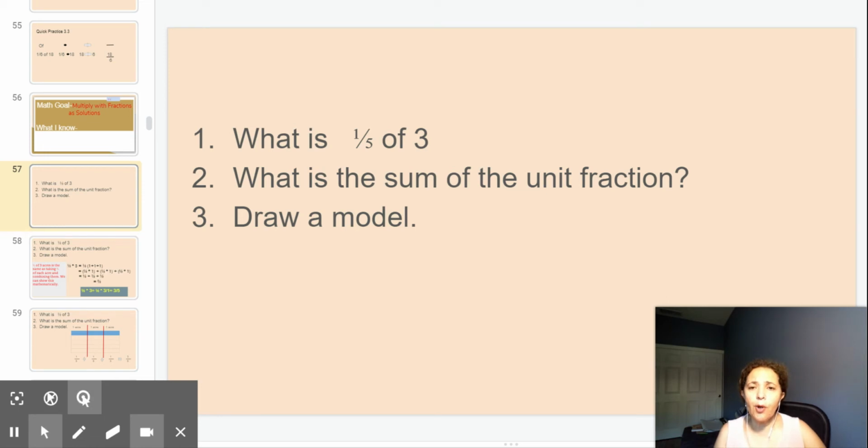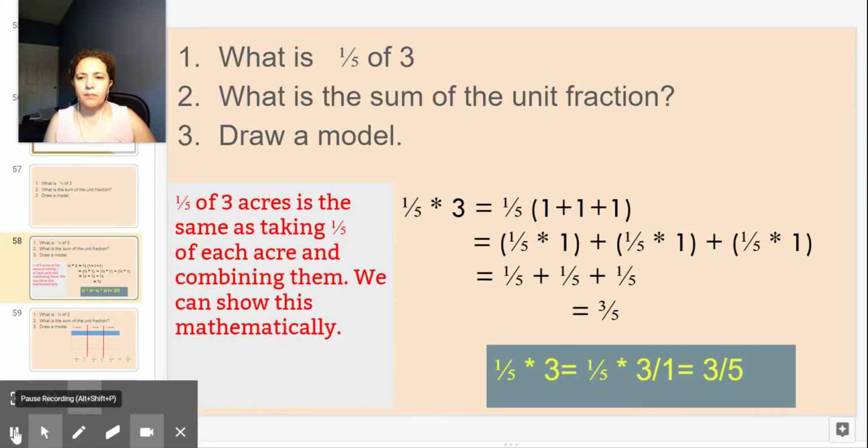Okay, here's our first problem. What is 1/5 of 3? What is the sum of the unit fractions and draw a model? So that's what we're going to be doing today. So let's take a look at that. Okay, so one thing to keep in mind is 1/5 of 3 is the same as taking 1/5 of each of the acres and combining them.